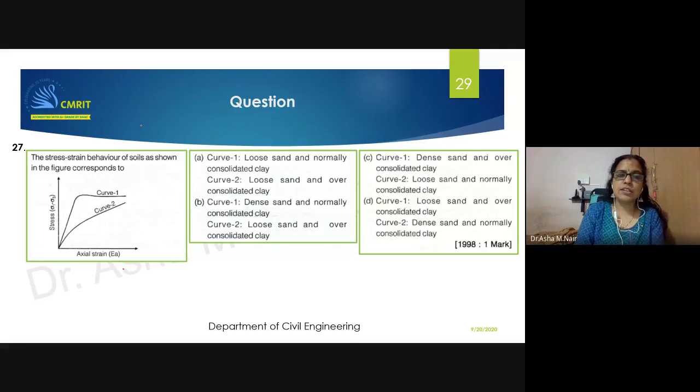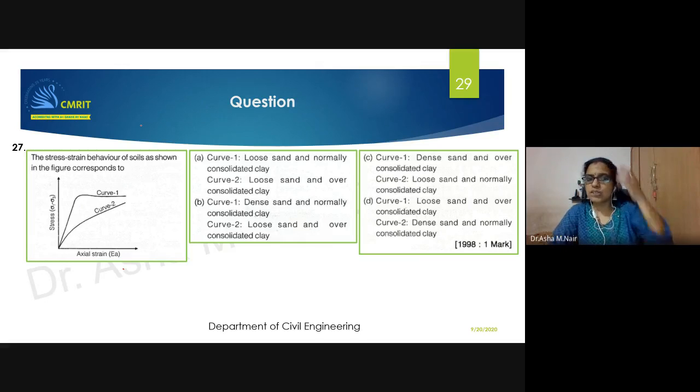Next one. The stress-strain behavior of soil is given by... This is a very, very important concept. There are two curves given here, curve 1 and curve 2. You can see the options. Curve 1 is for loose sand and a normally consolidated clay. What is curve 2? Again loose sand and over consolidated clay. So they are trying to club two conditions. What are the two conditions? One is the type of consolidation, and the second one is the type of the material.